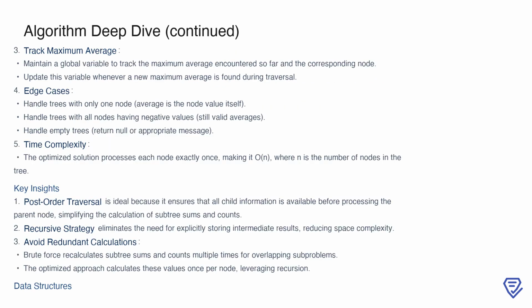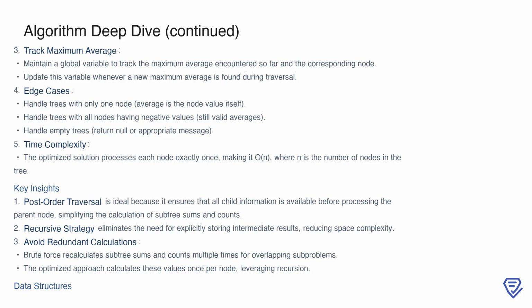To track the maximum average, we use a global variable or a shared data structure that stores both the highest average seen so far and the corresponding node. Whenever we encounter a new average that exceeds the current maximum, we update these values. This ensures that by the end of the traversal, we have the node corresponding to the maximum average.